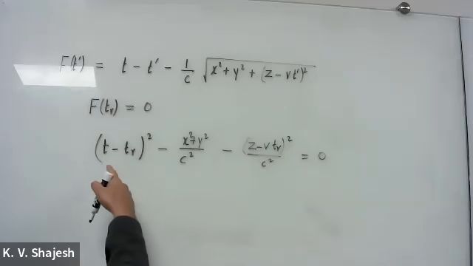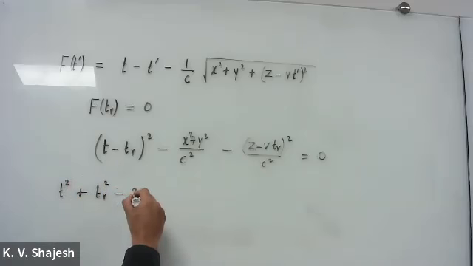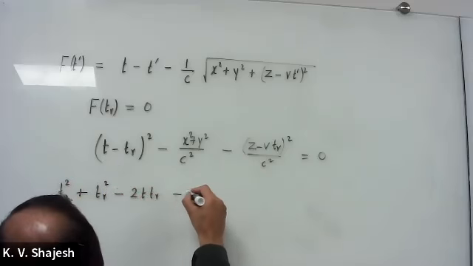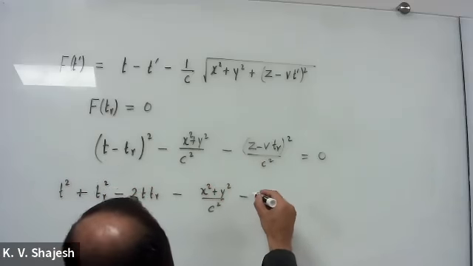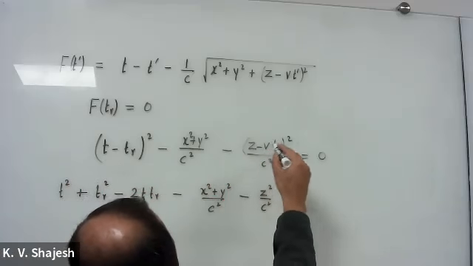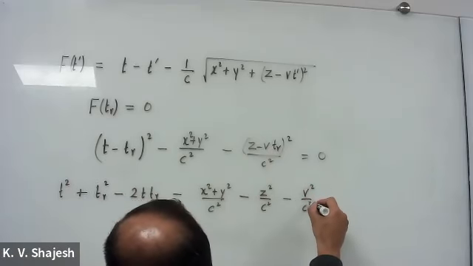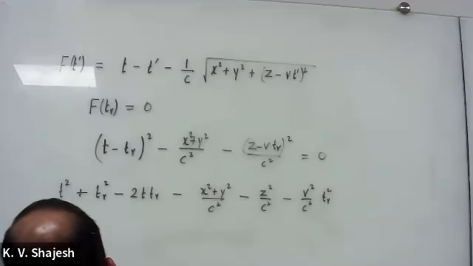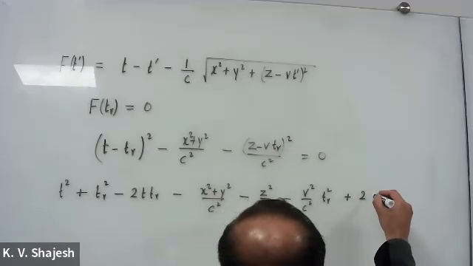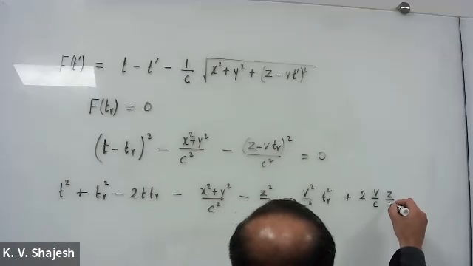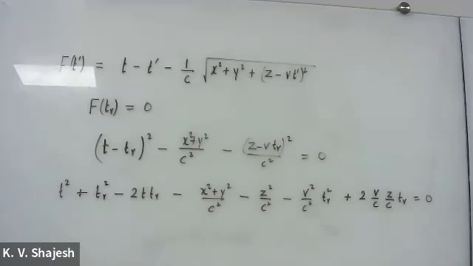So let's do this. So this is t squared plus t_r squared minus 2 times t times t_r, minus (x squared plus y squared) over c squared, and this is minus z squared over c squared, and that is minus v squared over c squared times t_r squared, and there's a cross term, so it's plus 2 times v over c, z over c times t_r. That's explicitly, bluntly doing it.